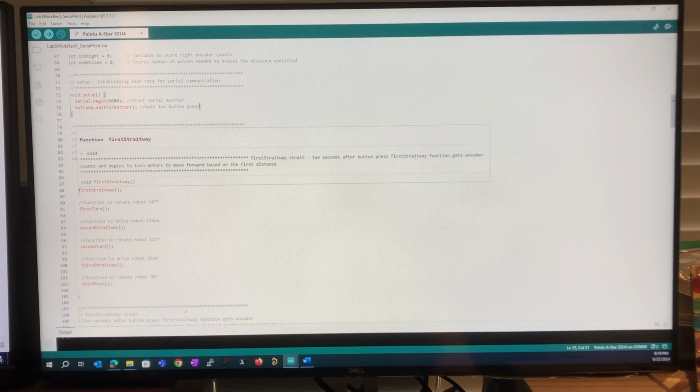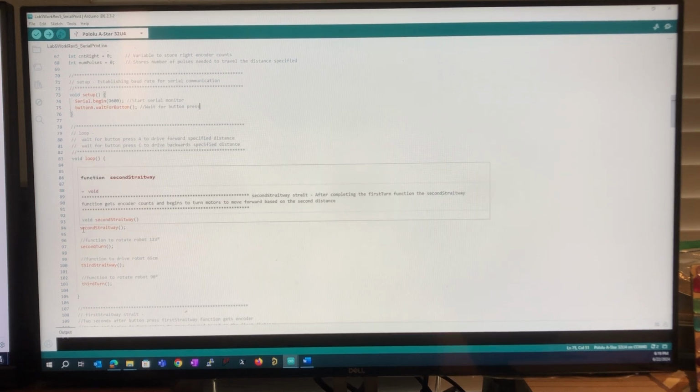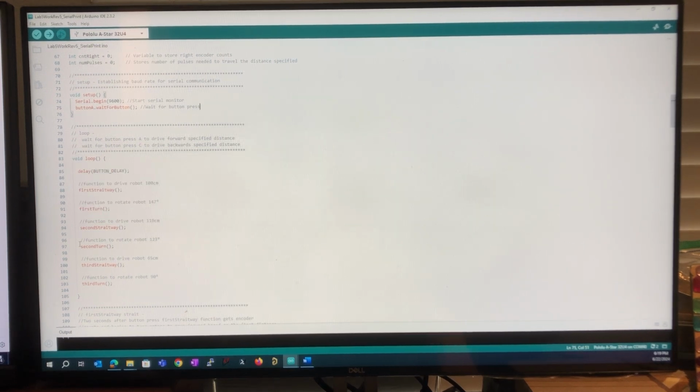First, a straightaway, which will be 100 centimeters. Once that's completed, we'll go to our first turn, 147 degrees. We'll then go to our second straightaway, which is 119. Our second turn, which is 123. Our third straightaway is 65 centimeters. And then our last turn, which is a 90-degree turn.